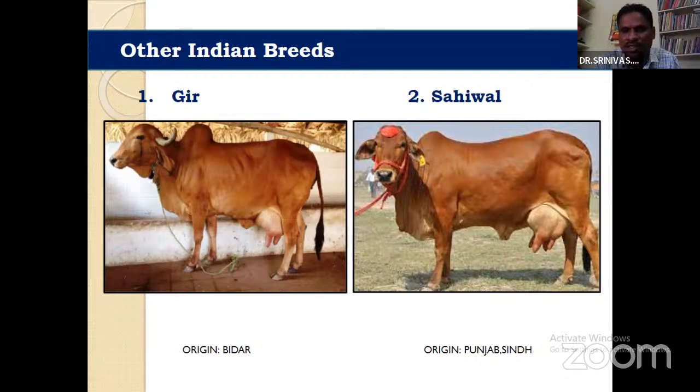You can see it even in the border areas of Punjab and Sindh. It's also brown in color. You can also see white ash colors. It's a very majestic breed. It's a milk breed and a top Indian milk breed. You can see this breed in the Punjab and Sindh area.